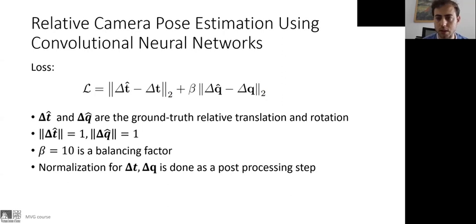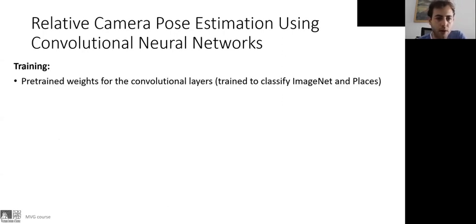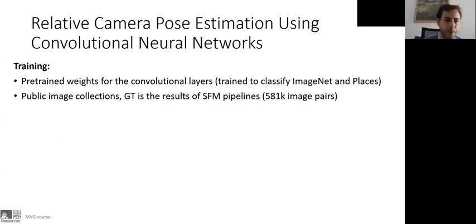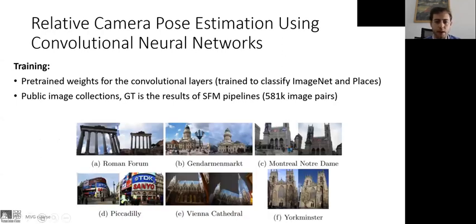Okay, and this is a differentiable operation, so we can. Yes, exactly. Properly. Okay, so for training, they use pre-trained weights for the convolutional layers that were trained on classification tasks for ImageNet and Places. And for training their main pipeline, they use public image collections of landmarks, like the following tourist places.